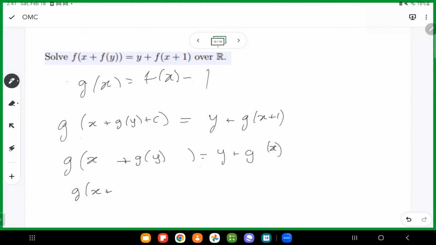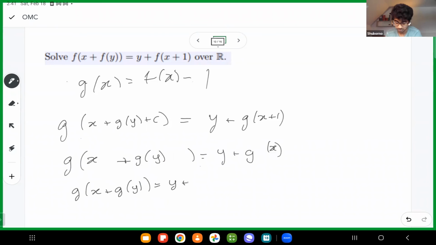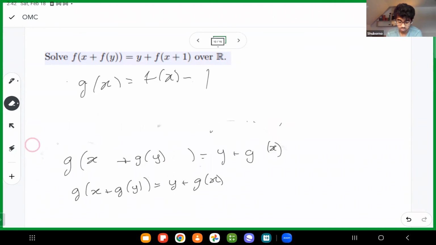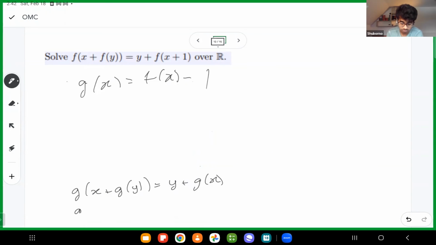And so then you can also get g of x plus y as g of x plus g of y using the same idea. Okay, I'll just write it down. So this is the new equation that we're solving for. And we will also get similarly g of x plus y is g of x plus g of y.